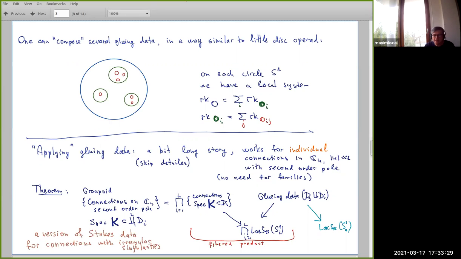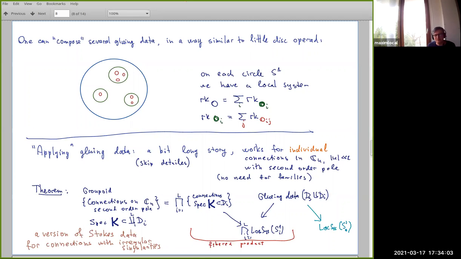And the claim is, if I have gluing data for the ambient space and gluing data for a small disk, I again have gluing data on the pair of blue and many red, and all these boundary local systems are what I have a priori. One can maybe formulate some kind of category-to-category statement, but I don't worry about it. So what does it mean, applying gluing data?